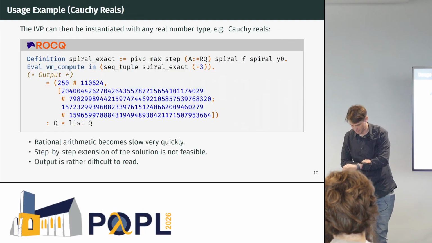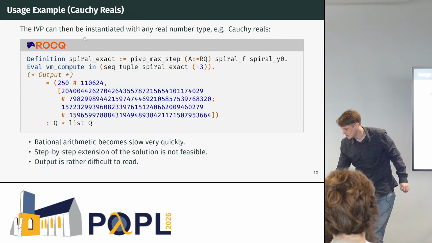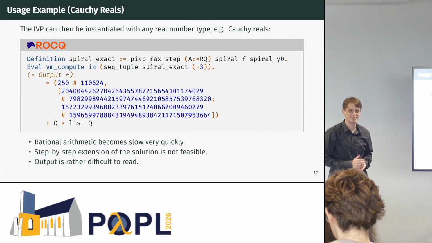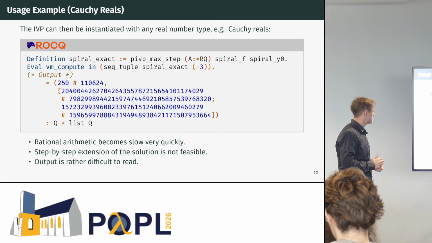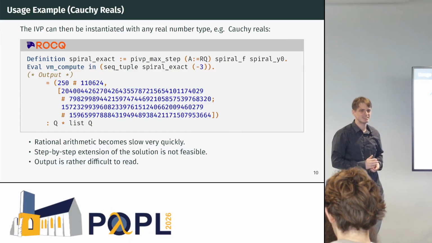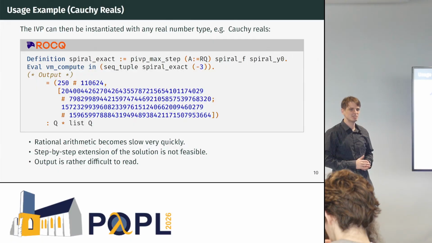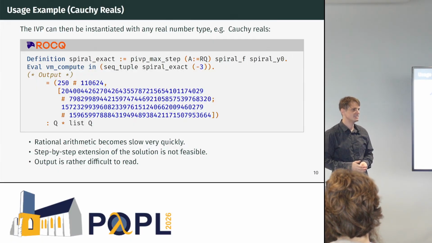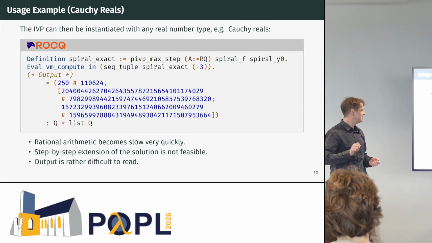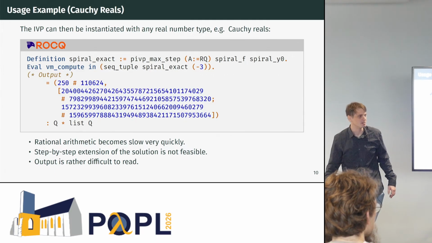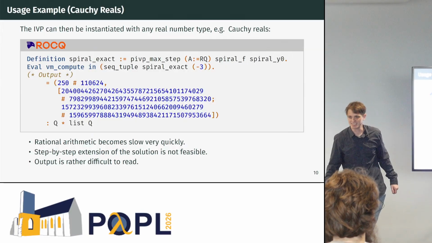With this, there are a few minor problems. First, the rational arithmetic becomes slow very quickly, because of how it is implemented in Coq. Working with rational numbers is not very efficient. Also, step-by-step extension is not feasible at all, because it's not using a stream representation. If you reuse the solution, every time this function is evaluated, it will just grow very quickly. And the last point is that the output is not very readable, so we can't really see what those numbers are.